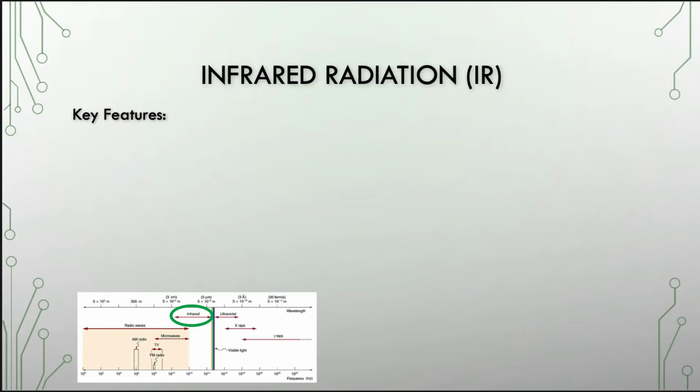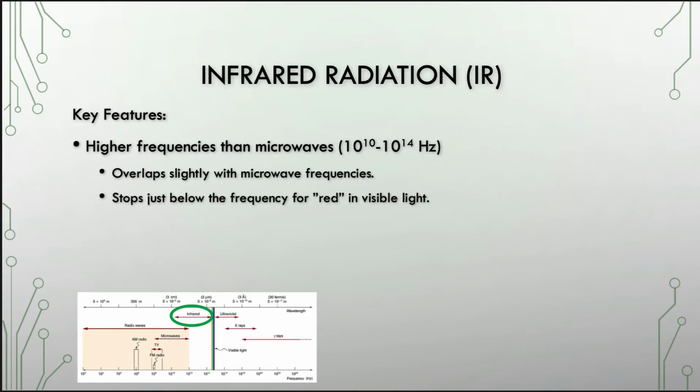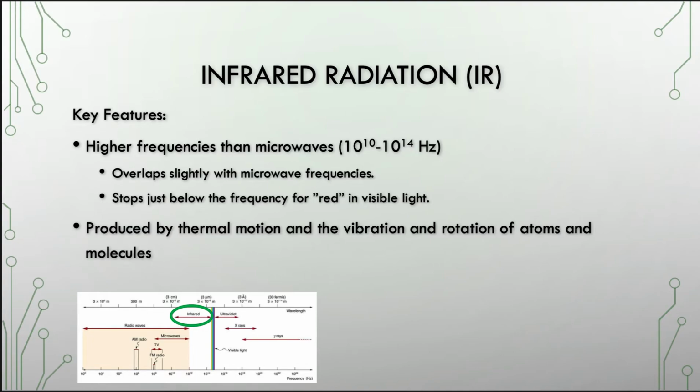Infrared radiation. IR has higher frequencies than microwaves. It can overlap slightly with microwave frequencies, but it stops just below the frequency for red and visible light. IR is produced by thermal motion and the vibration and rotation of atoms and molecules. It is particularly good at detecting water molecules' rotation and vibration.